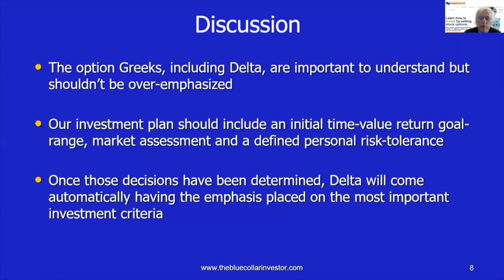Now, just let's review this podcast. Option Greeks, including delta, are important to understand, but they should not be overemphasized. I believe, in my humble opinion, that folks that pick a strike based on delta are emphasizing the wrong factor. Our investment plan should be made on initial time value return goal range, market assessment, and personal risk tolerance. That will differ from investor to investor. Now, once these decisions have been determined, delta will come automatically. But we will not place the emphasis on delta itself, but on the factors that reflect the goals and our risk tolerance of the strategy that we're using, in this case, covered call writing.